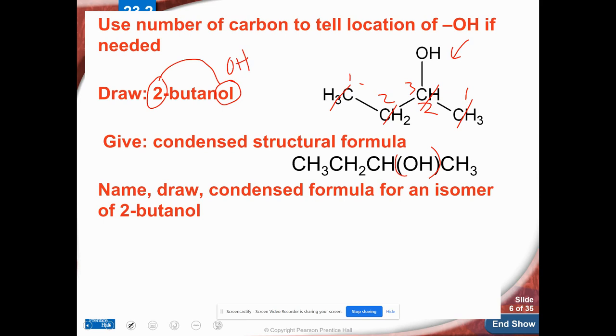So but means 4 carbons. So I'm going to do 1, 2, 3, 4, and I'm going to put the OH on carbon number 1. So I'm going to do my OH, and then every carbon has 4 bonds around it, and they all have H's.